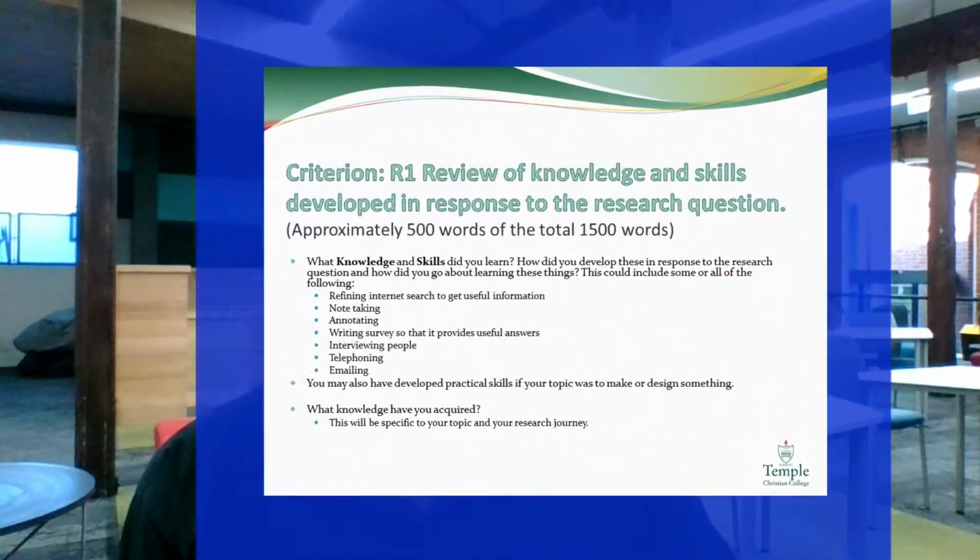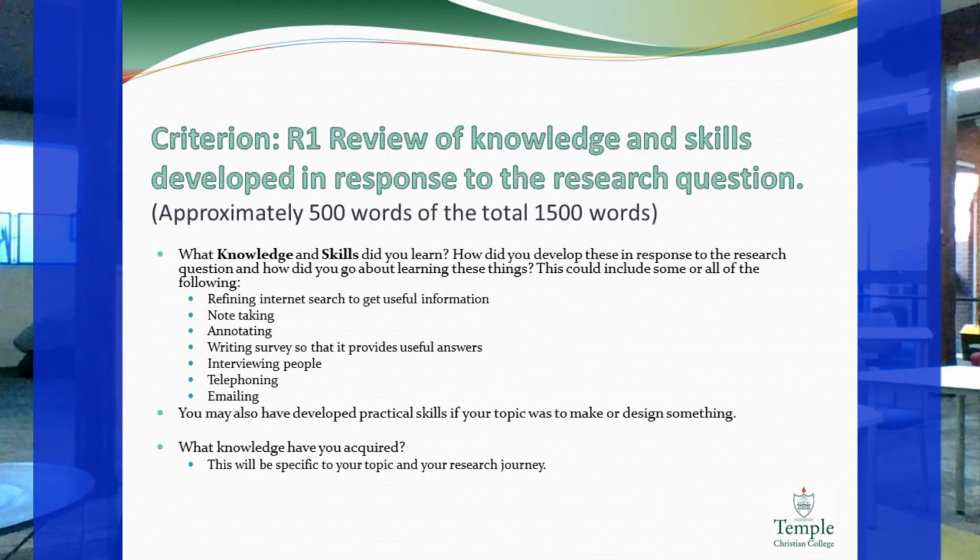So the next sections are going to look at the different criteria R1, R2, and R3, which you are being assessed on. So R1 is review of knowledge and skills developed in response to your research question. What knowledge and skills did you learn? How did you develop them?